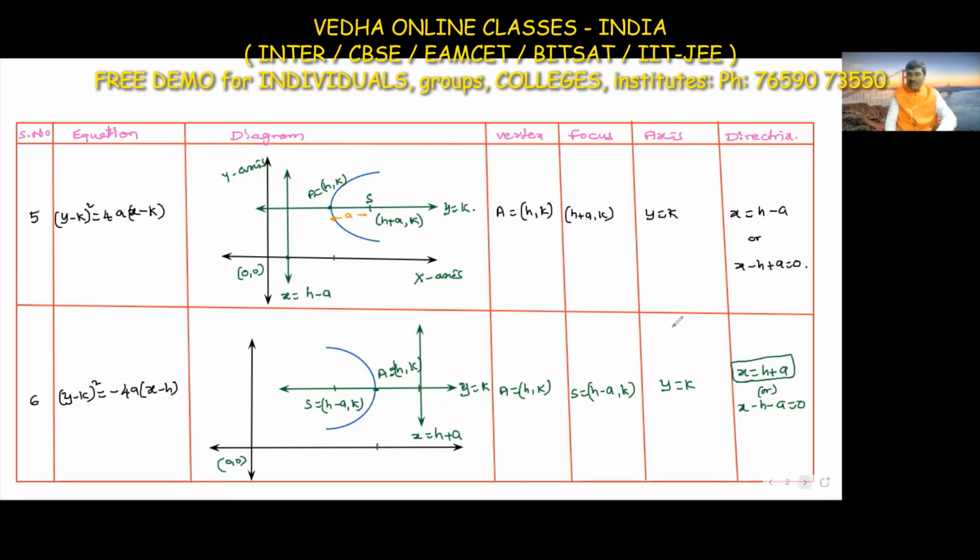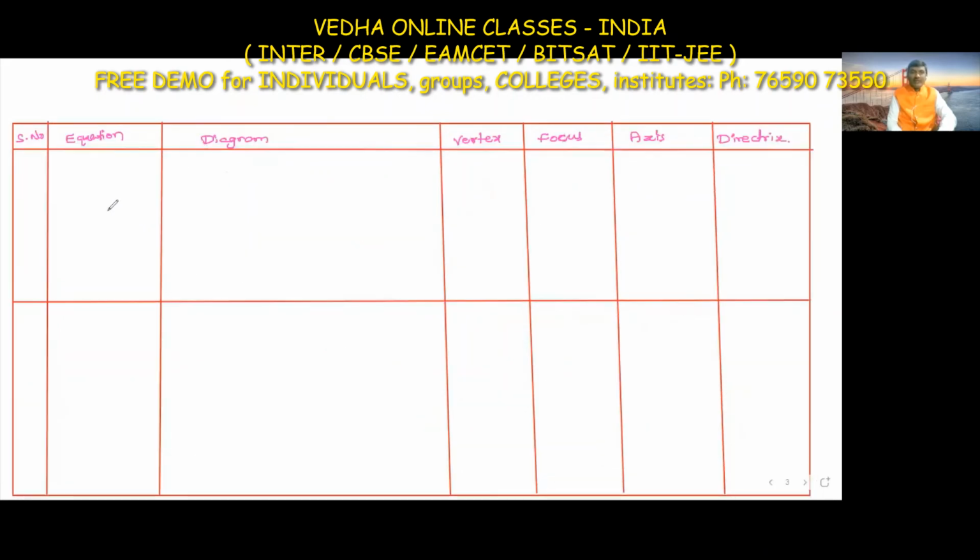Now we go to the next equation, that is the seventh one. The seventh one is like the third equation. How is the third equation? x square is equal to 4ay. From x we subtract h: x minus h whole square is equal to 4a into y, and from y subtract k. It's like the third equation only, x square is equal to 4ay, but in place of x writing x minus h whole square, and in place of y writing y minus k.